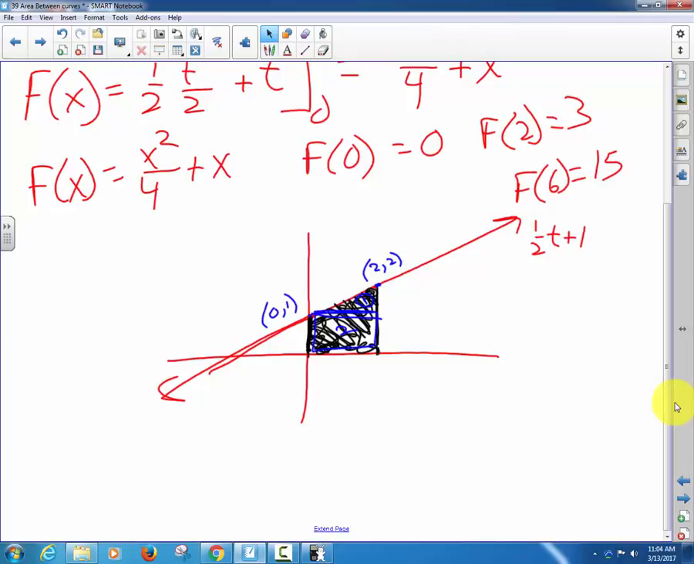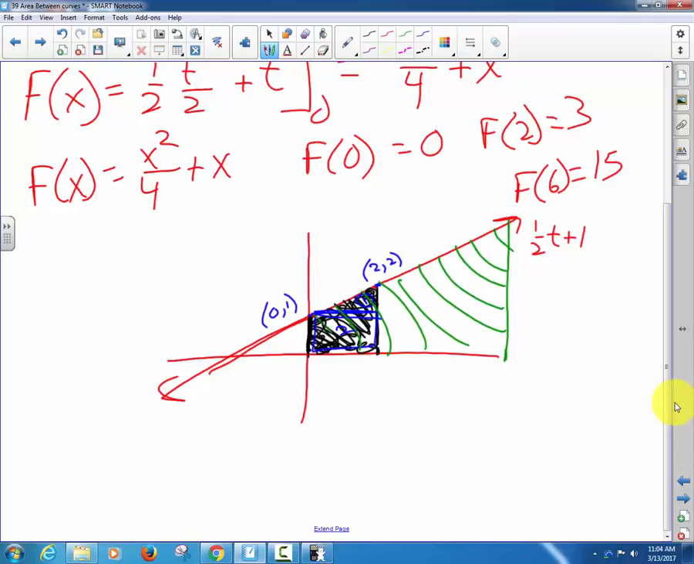How would I represent an area of 15? I'd come all the way out here to 6, wherever that is. And all of this area should be 15. And I could go through the same process. I've got a rectangle of 6 down here and an area up there of 9 of that triangle.